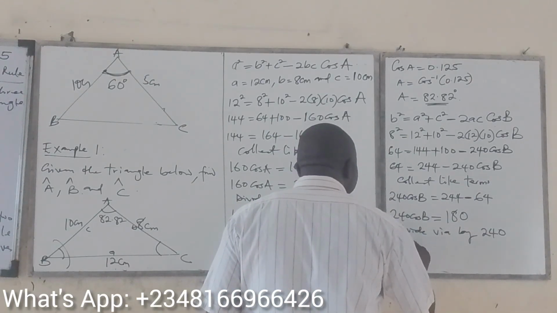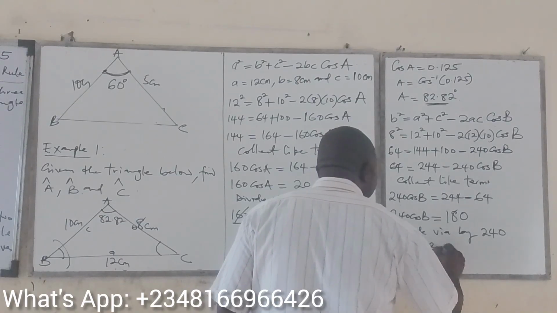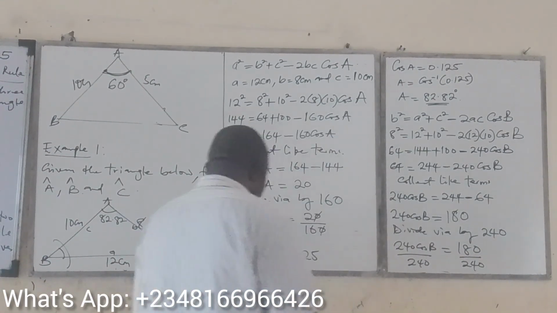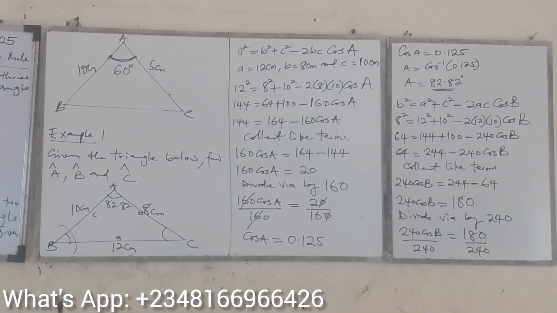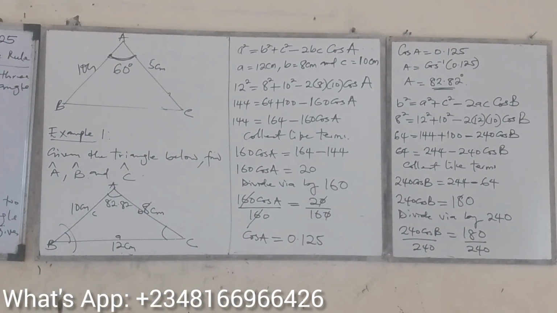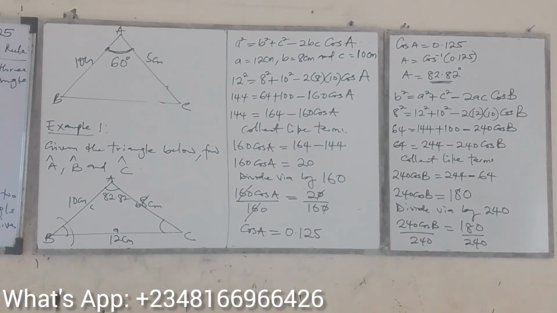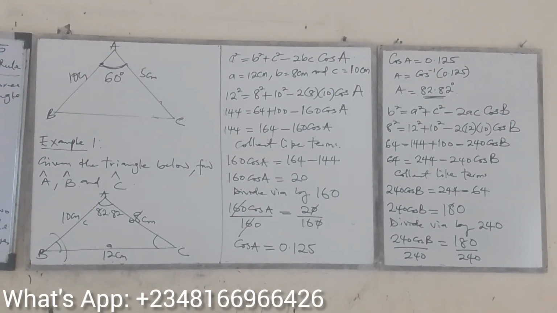So here we have 240 cos big B all over 240 is equal to 180 all over 240. So it therefore means that what we have here now will be 180.